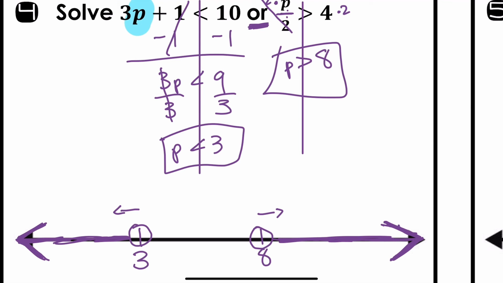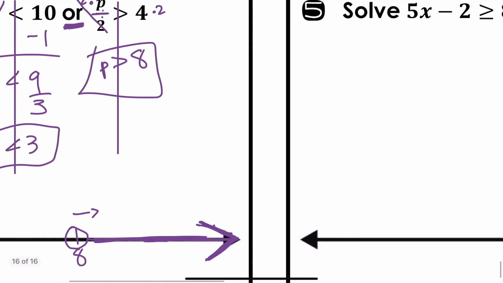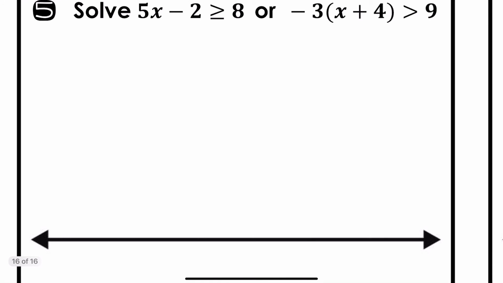Okay, let's try a tougher one. Let's take a look at number 5. All right, so we have 5x minus 2 is greater than or equal to 8, or negative 3 times the quantity of x plus 4 is greater than 9. So we got 2 problems here. All right, let's draw our line for the first one and start solving.